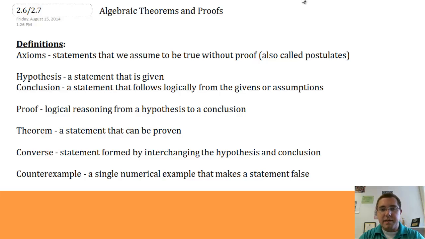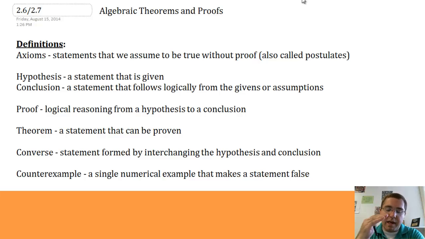A hypothesis is a statement that is given, and a conclusion is a statement that follows logically from the hypothesis, from the givens or the assumptions. So the hypothesis is what we start with, the conclusion is the statement we reach at the end. And the process we go through to get from the hypothesis to the conclusion, that method of logical reasoning is called a proof. So proof is the logical reasoning from a hypothesis to a conclusion, with logical steps in between.